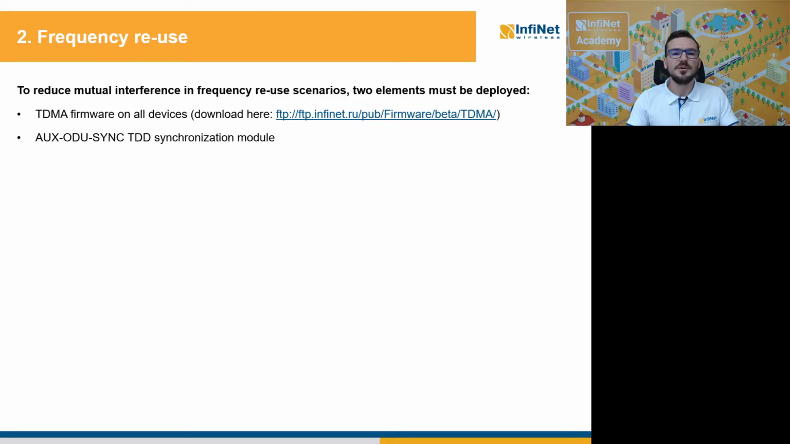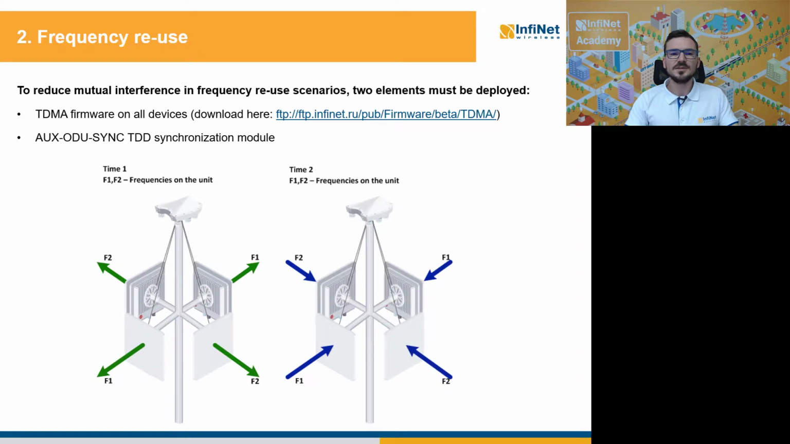The TDMA firmware for the Infinet radio devices can be downloaded from our FTP server by following the link that you can see on the screen. And the second element is our external GPS synchronization module called Aux/ALFO sync. As you can see in the picture, when TDMA and the GPS module are deployed, the sectors are in perfect sync. All base stations send and receive data at the same time.